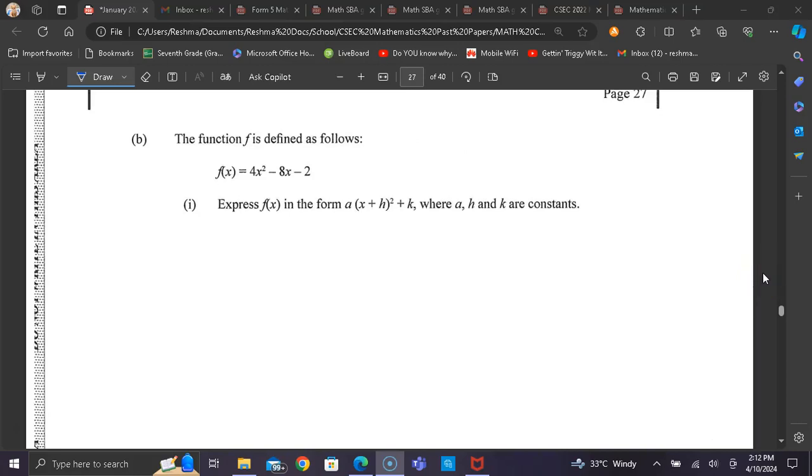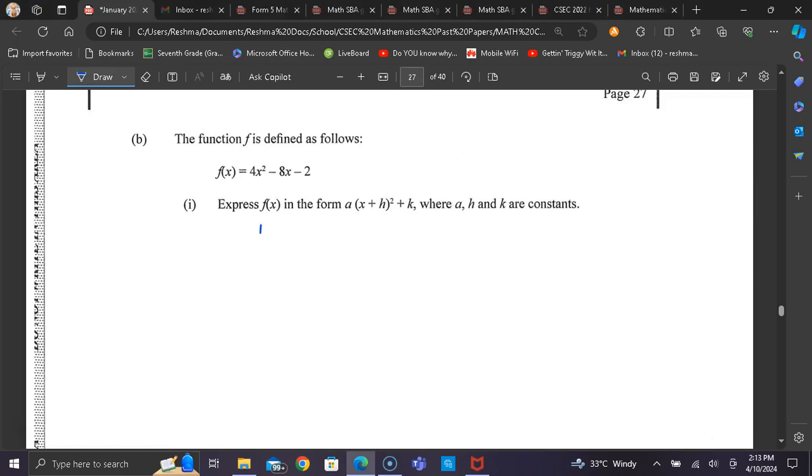Guys, so we're on January 2020, question 8, part B. So this question has to do with completing the square. The function f is defined as follows: f of x is equal to 4x squared minus 8x minus 2. We have to express f of x in the form a open brackets x plus h all squared plus k, where a, h, and k are constants.